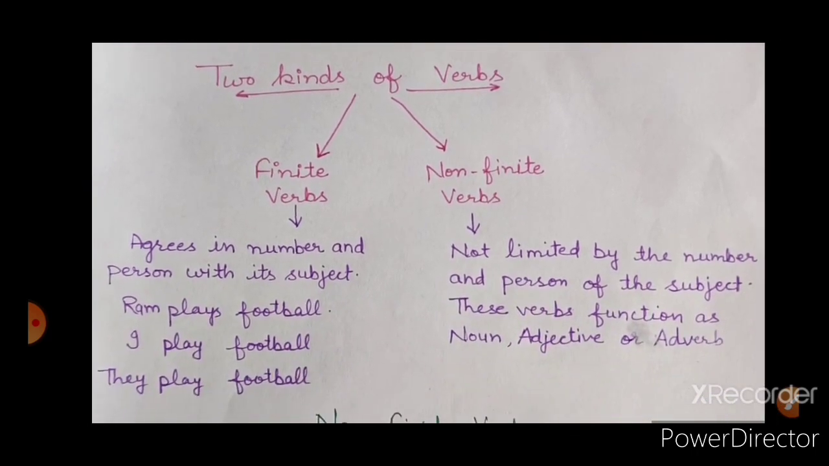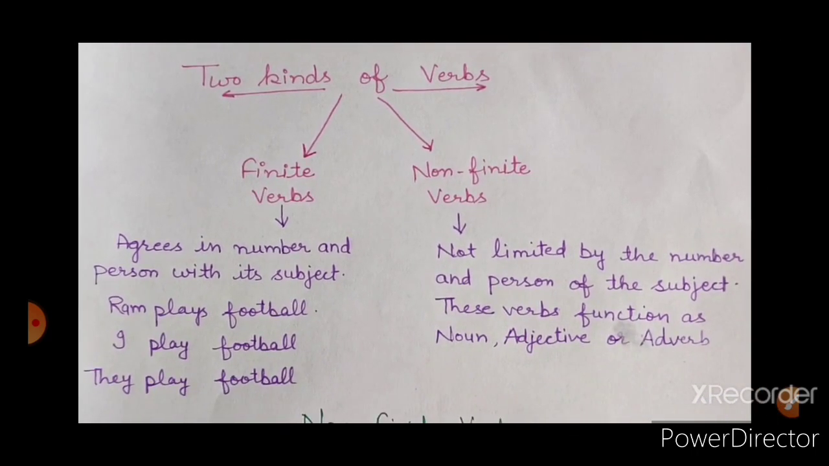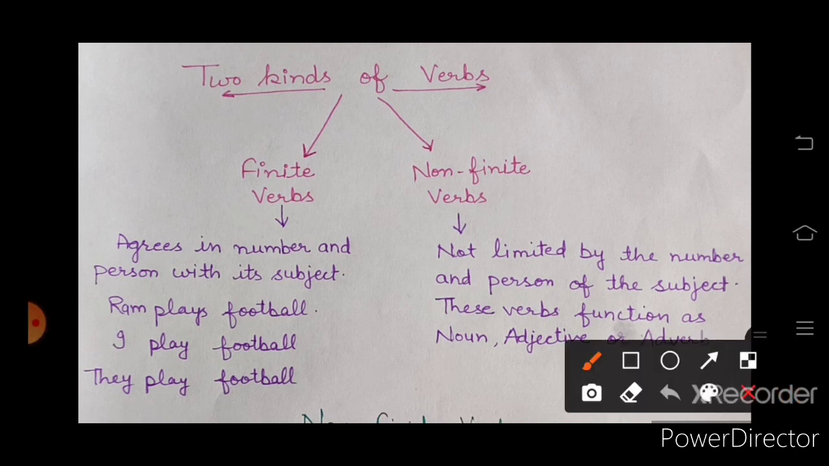There are two kinds of verbs. The first one is finite verbs, the second one is non-finite verbs. What is a finite verb? One that agrees in number and person with its subject. Some examples are given here. Ram plays football, I play football, they play football. Here the verb changes according to the subject.